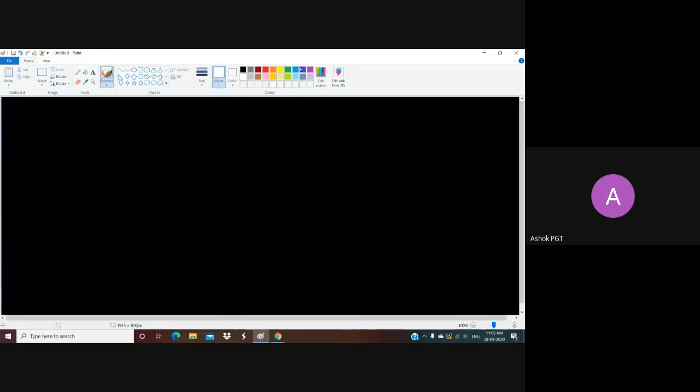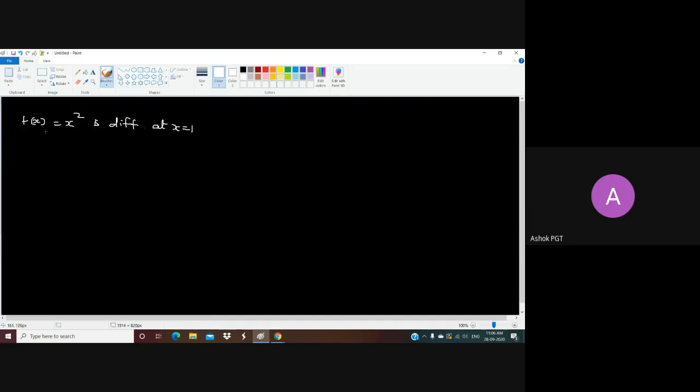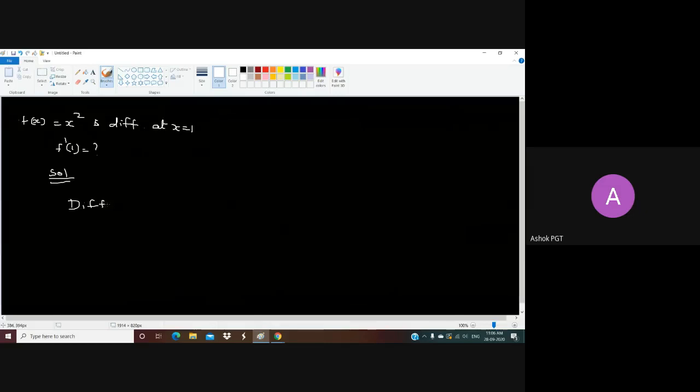Okay, students. The first question is: show that the function f of x is equal to x square is differentiable at x is equal to 1, and hence find f dash of 1. This is the question. Now we need to find the differentiability at x is equal to 1.